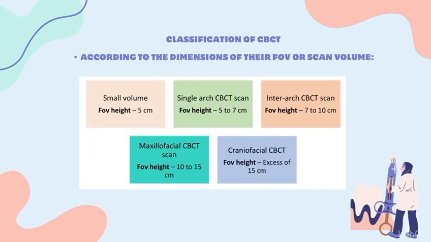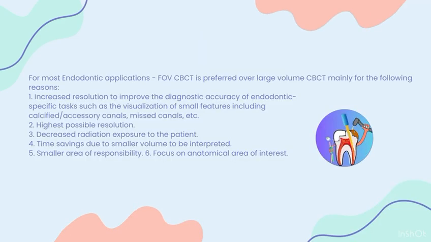The classification of CBCT according to the dimensions of the FOV and scan volume is as follows: small volume with FOV height of 5 cm, single arch CBCT scan, interarch CBCT scan, maxillofacial CBCT scan and craniofacial CBCT scan. For endodontic application, we use small volume CBCT mainly for the following reasons.